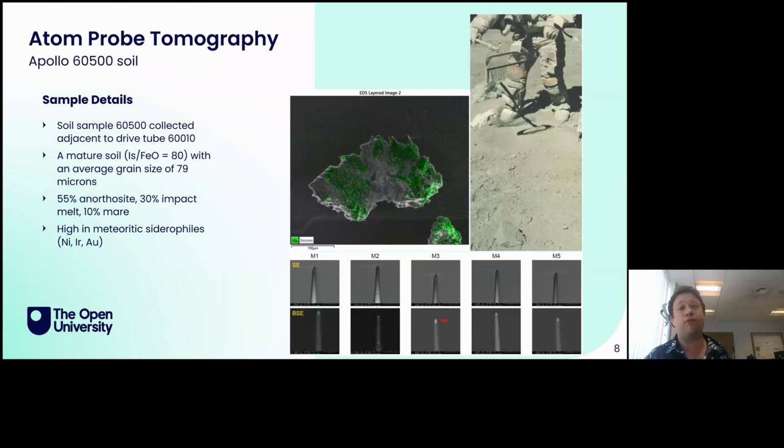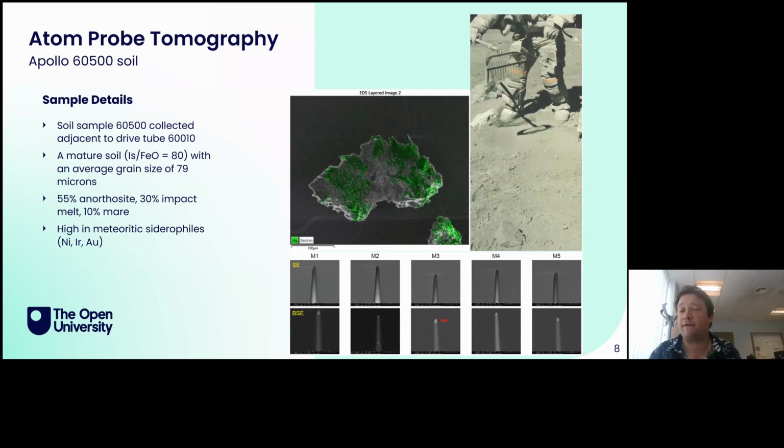For this study, we wanted to broaden the range of minerals and samples that have been looked at. The only olivine study previously was in the Hayabusa 2 grains, so fairly young soils. So we had a look at soil 6500. It's a very mature soil, at least in terms of the maturity scale. Primarily anorthosite, as expected, but about 30% impact melt, and then you've also got a mare component. There is olivine in there. And notably, it's also enriched in meteoritic siderophile elements.